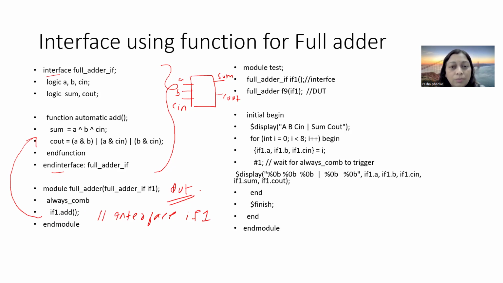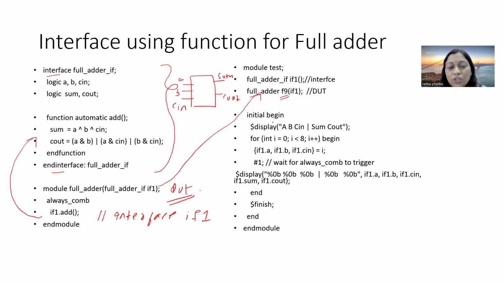Now, in order to give test cases to this DUT, we are writing a test bench. The name of the test bench is module test. Test is the name of the test bench. Inside that, we are calling the interface, full_adder_if, with if1, one instance of the interface. And we are calling one instance of the DUT, which is F9, and we are passing the parameter if1. This is the interface which is being passed as an argument to our DUT. So this is nothing but the signature of the DUT inside the test bench, and this is the signature which I'm matching.